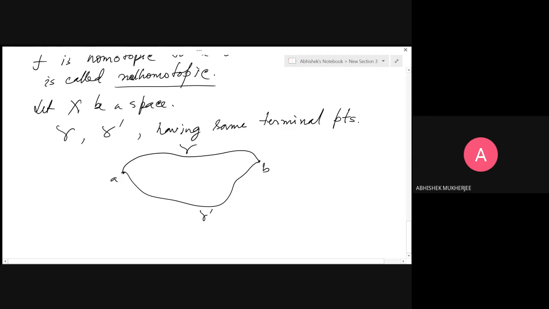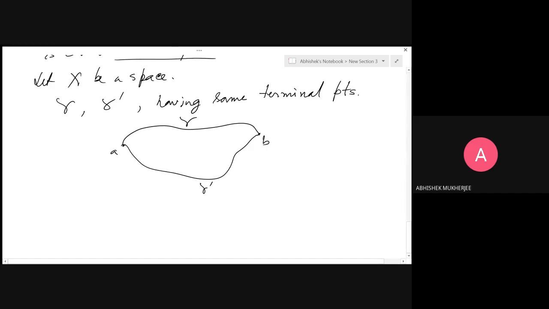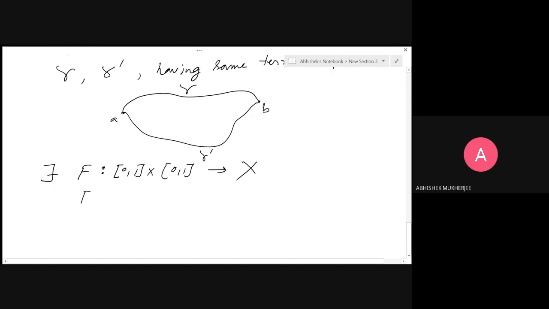So this is gamma and this is gamma dashed. Okay. So then these two paths, gamma and gamma dashed, are said to be path homotopic in the space X if there exists a continuous map F from the closed interval [0,1] × [0,1] to X, satisfying the property that at time 0 the path is gamma, and at time 1 the path is gamma dashed, for all s belonging to the closed interval [0,1].